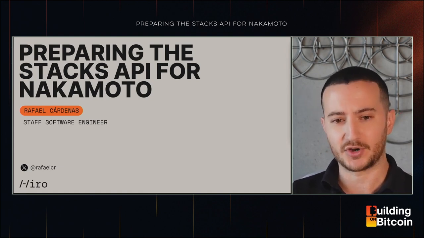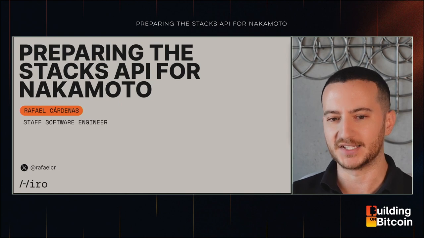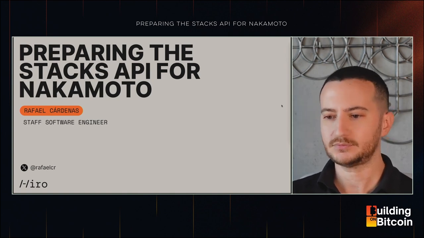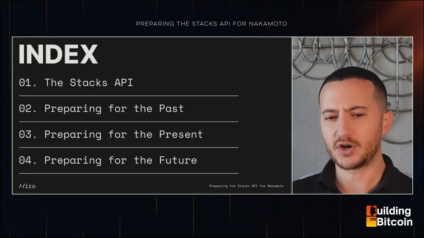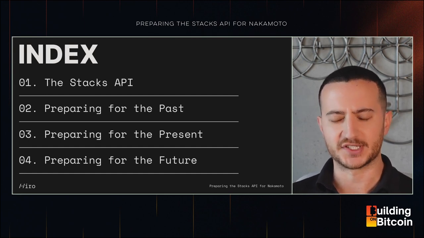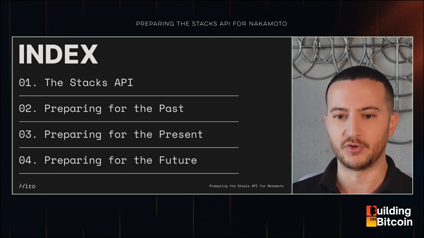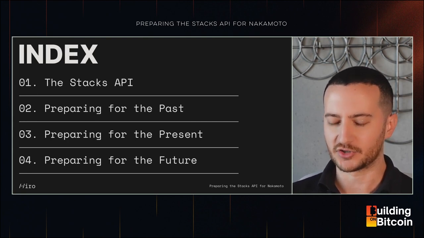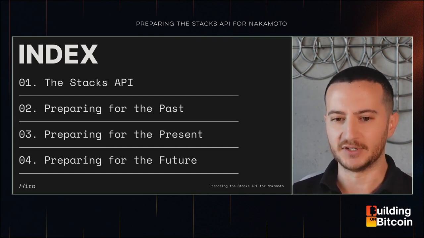And today, I'm going to talk about how we prepared the Stacks API for the upcoming Nakamoto release on the Stacks network. So in this talk, first, I'm going to introduce the Stacks API for those of you that might not be familiar with it. Just give a brief overview of what it is, what it does, and its role on the Stacks ecosystem. And then I'm going to go over 3 different time periods of the API's existence and how we actually prepared for each of them depending on the circumstances of the Stacks chain and the usage and all the details that I'm going to dive into.